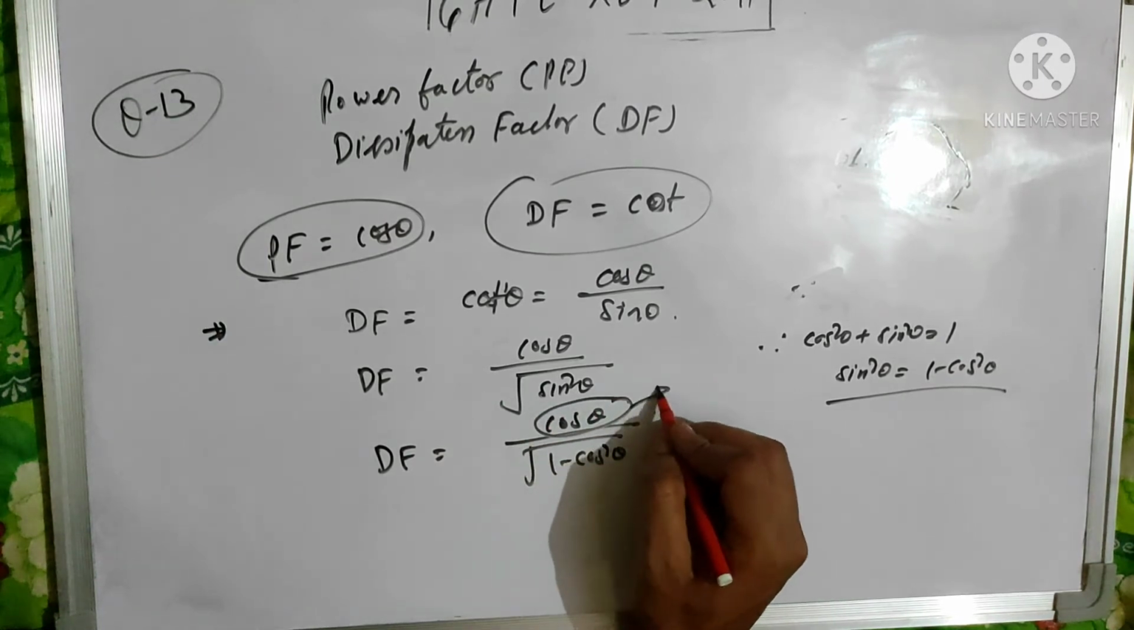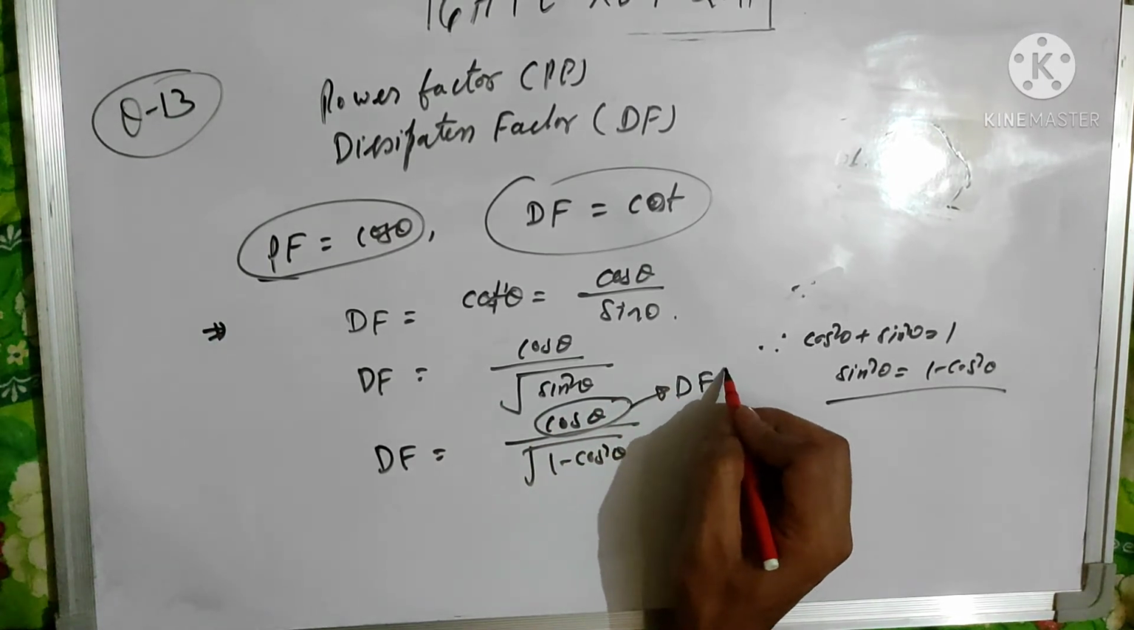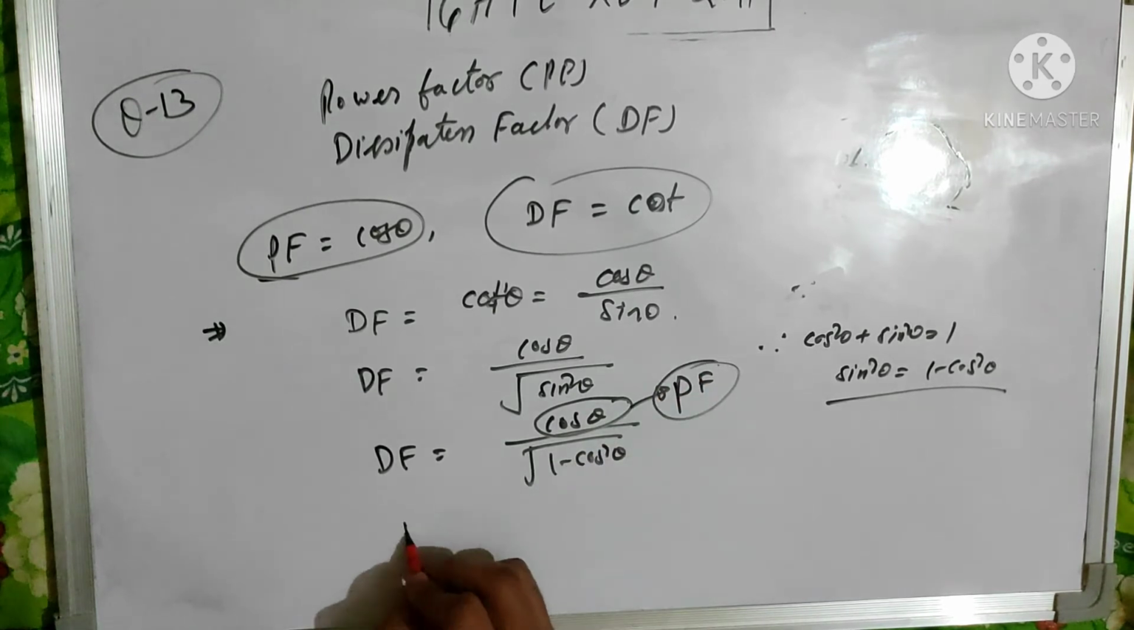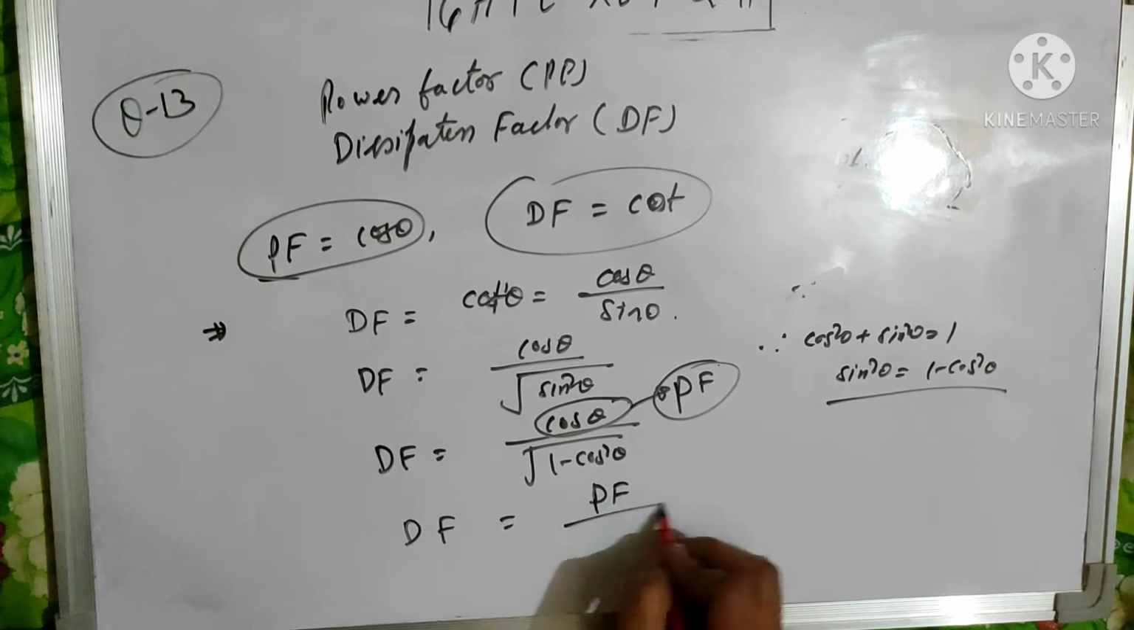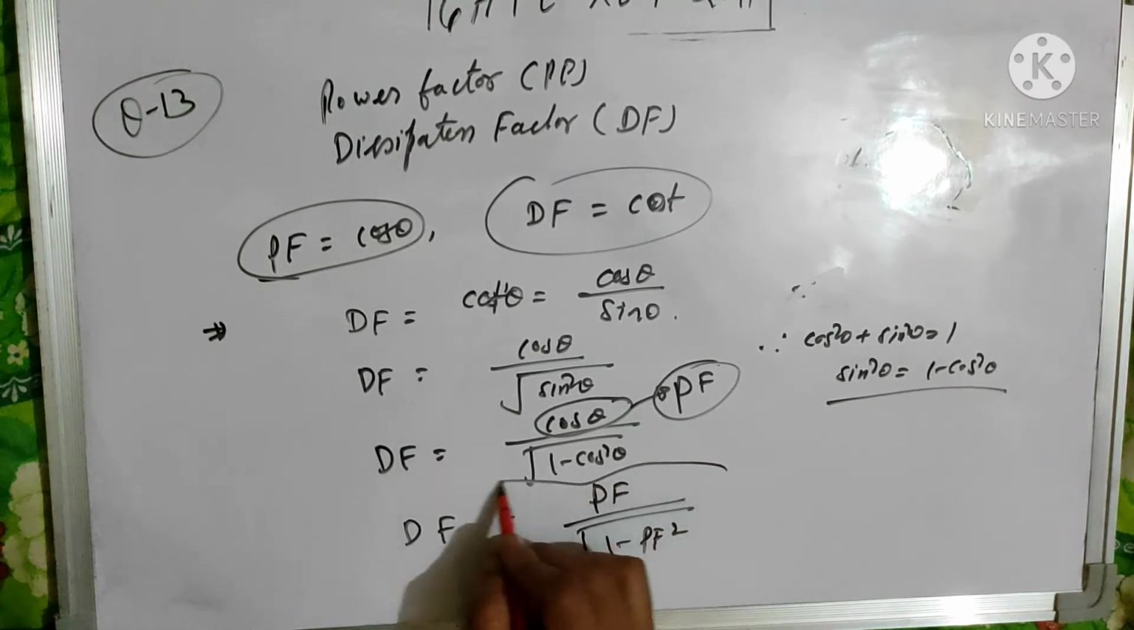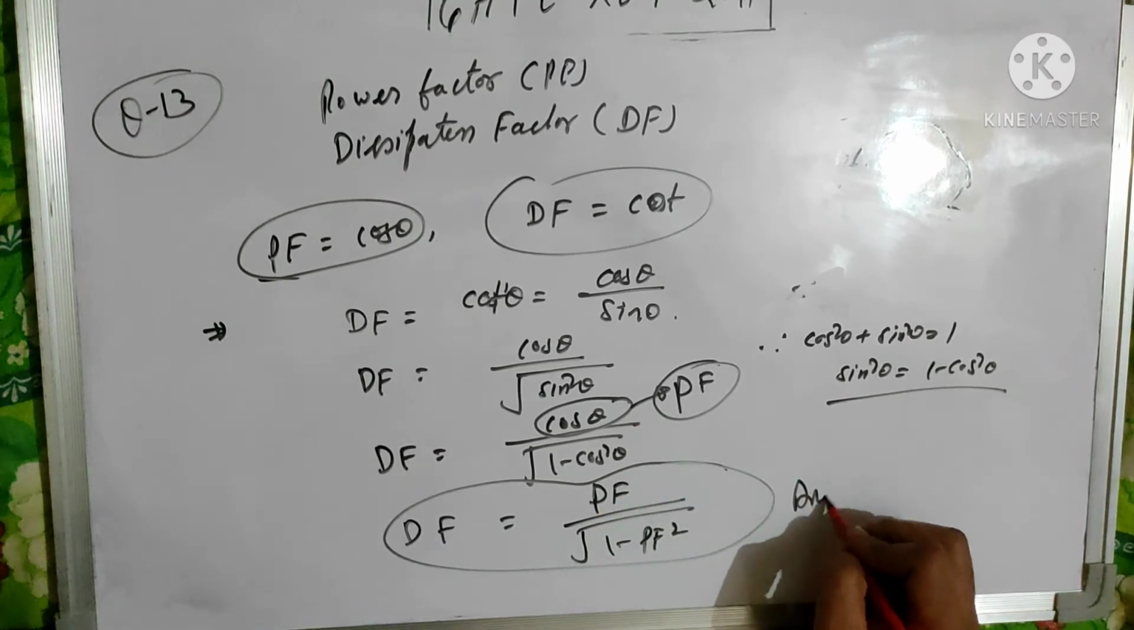Because cos theta is known as power factor, dissipation factor is equal to power factor divided by root of 1 minus power factor square. So this is the answer.